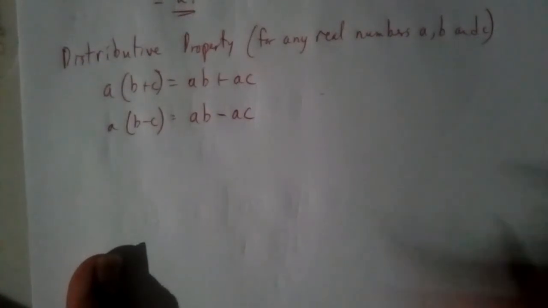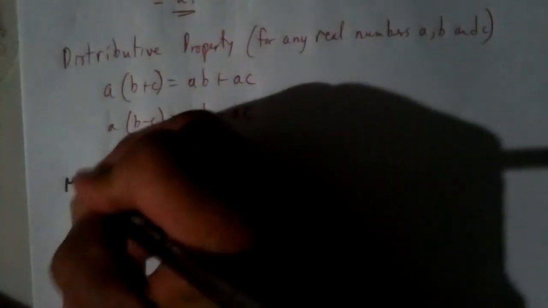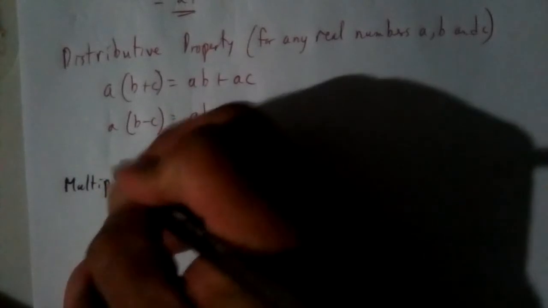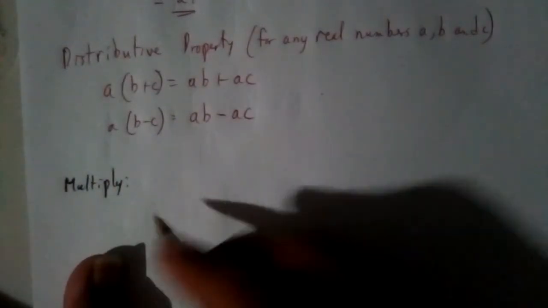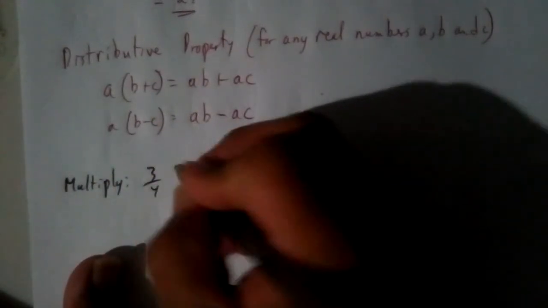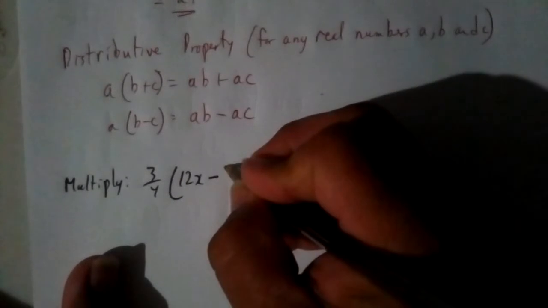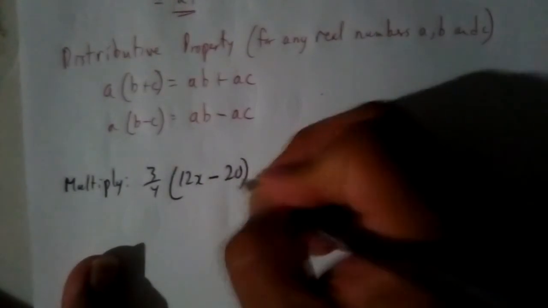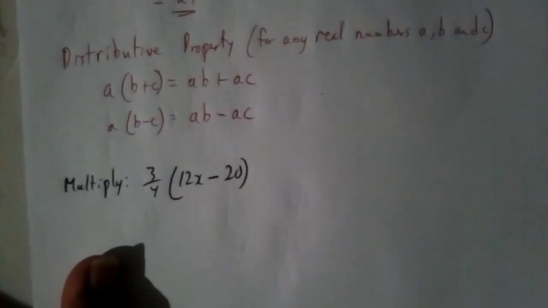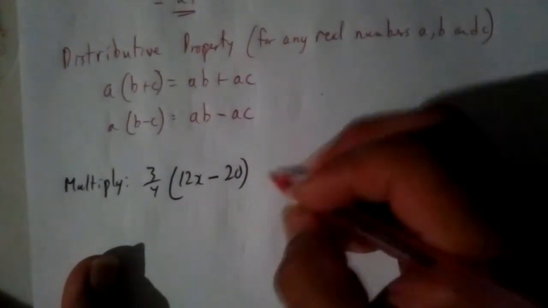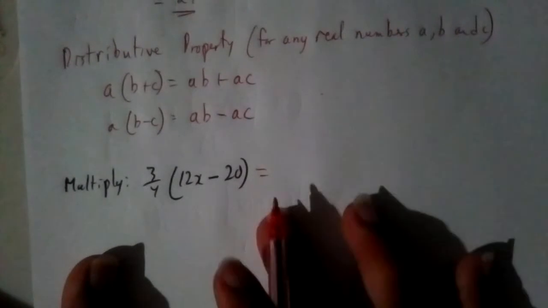So consider that I have now, and I tell you multiply. This is just an example. And I tell you 3/4 (12x - 20), right? So we will be multiplying this out. Either method 1 or method 2.